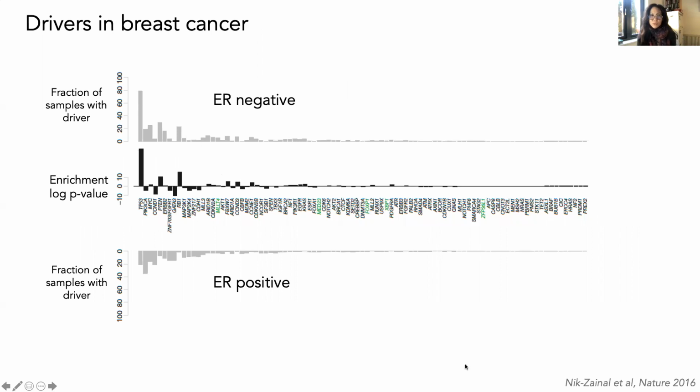So in this plot, we can see the breadth of driver mutations that are present in breast cancers and the relative enrichment of these different driver mutations in ER positive or ER negative cancers. And many of the genes are involved in DNA repair pathways. So historically, genomic stratification has been one where we seek the presence of a mutation in a gene in a very binary way, and then we use that to guide patient stratification.